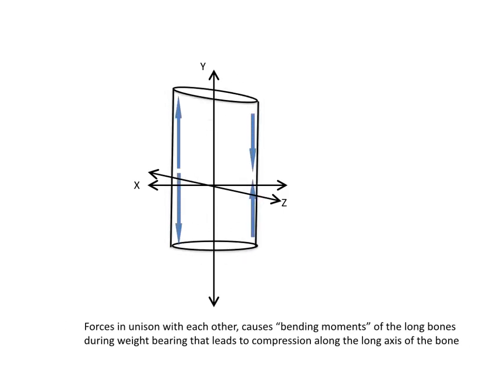When these forces act in unison, we get a bending moment. This bending moment causes compression or shortening to the compression side of the bone and stretching or lengthening to the tension side of the bone.